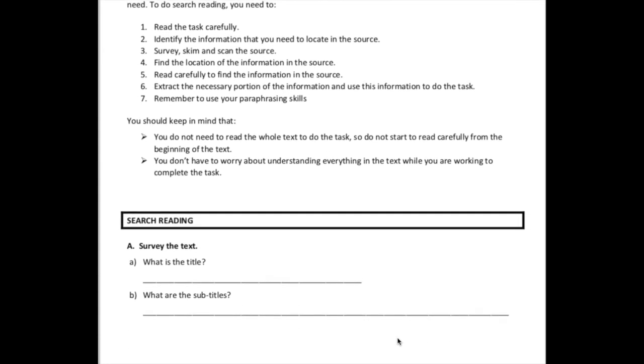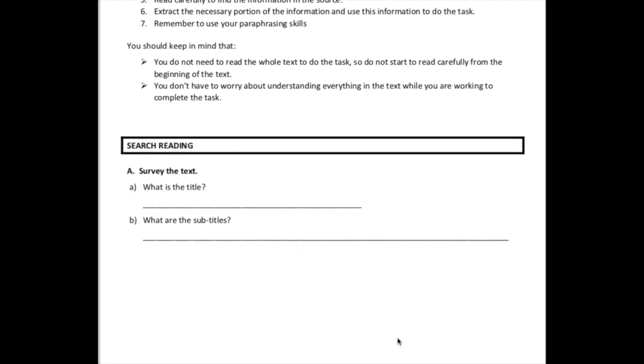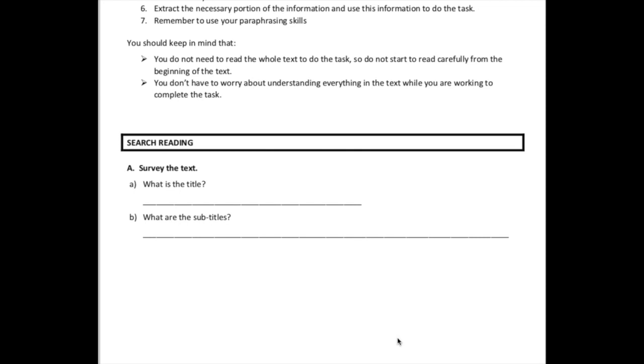So we have this task which says search reading. Now, the task in this case is very simple. This is not what we ask you to do in the proficiency exam, but I'm trying to make it easy for you to learn how to survey. Now, the task is very simple. It just says, A, survey the text, and we have 2 questions. A, what is the title? And B, what are the subtitles? So let's do this together.